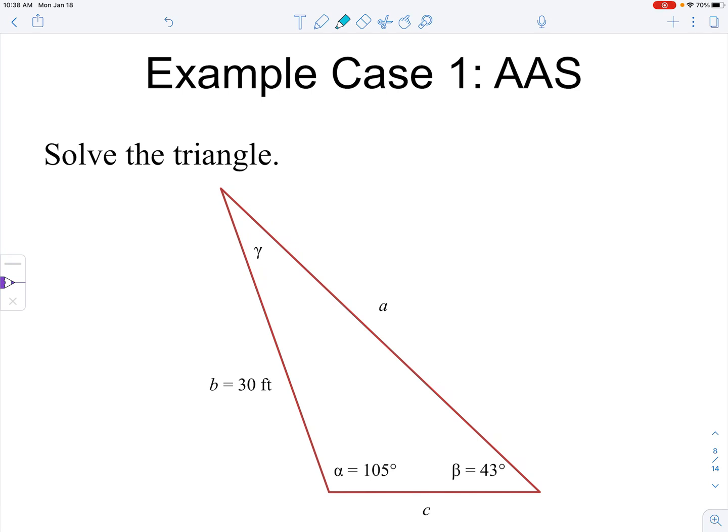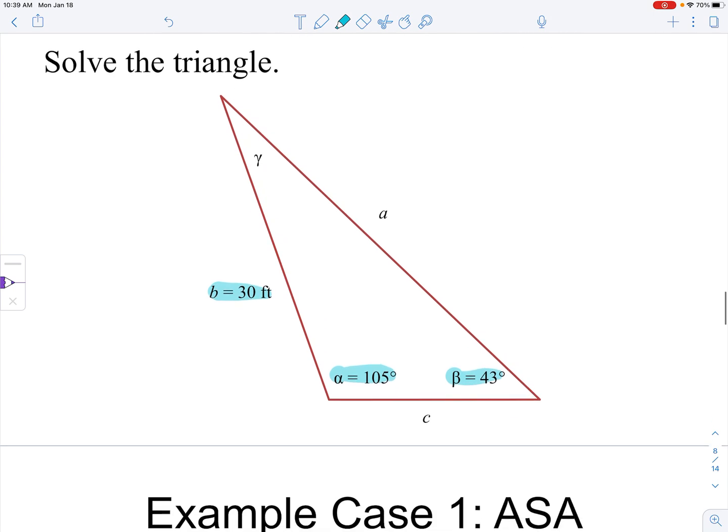Okay, so let's look at our first case. So this is case 1, and is the AAS case, and that's because we have an angle, an angle, and a side for what we're given. And so we need to solve for the angle gamma and then the side c and side a.